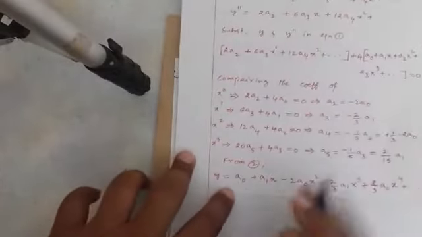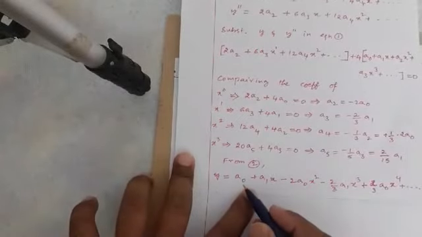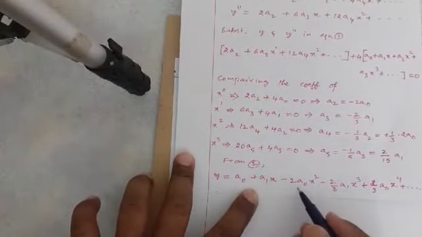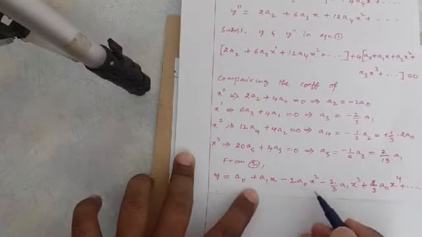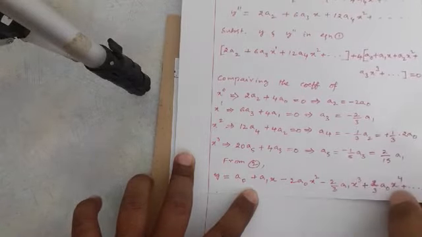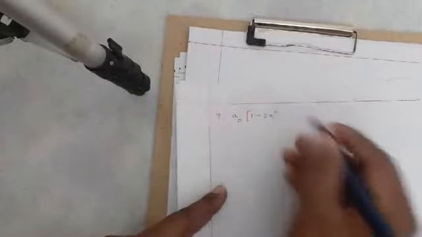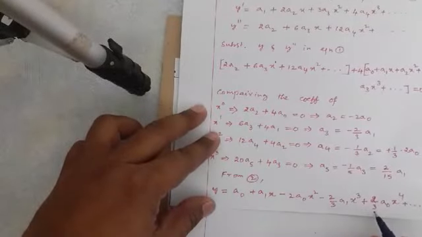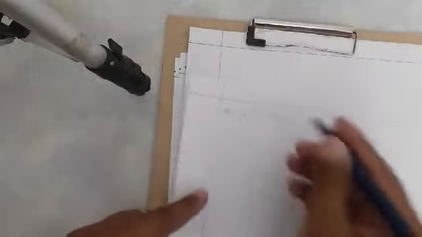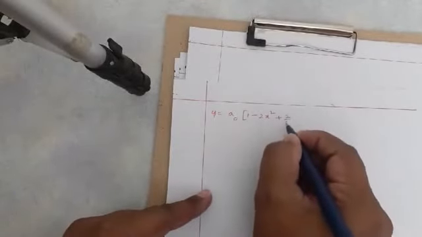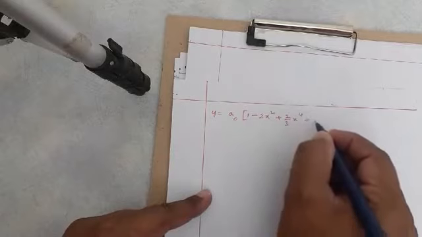Now when you take a0 common, here you get 1 minus 2 x square, that's it. Here we write first 1, then we have minus 2 x square, then we have a0 term, plus 2 by 3 x power 4 plus and so on.